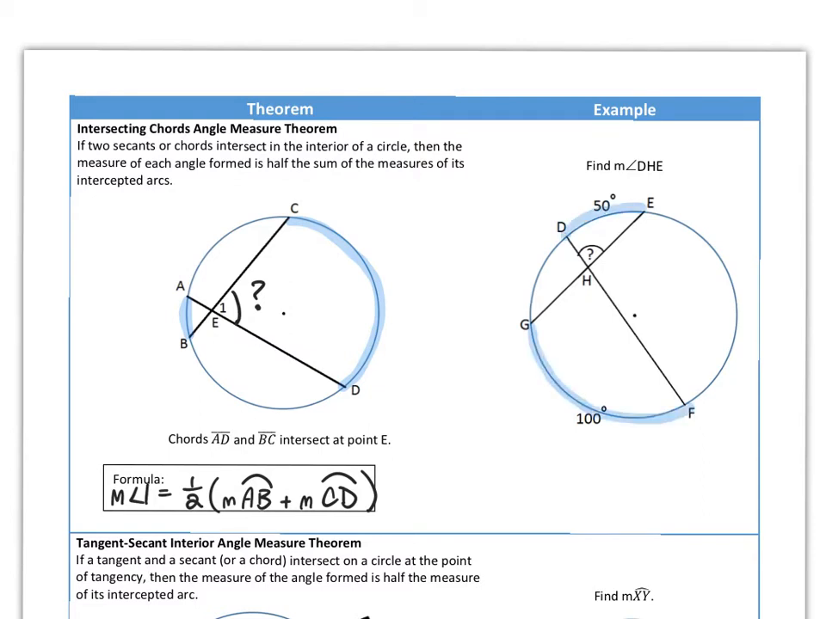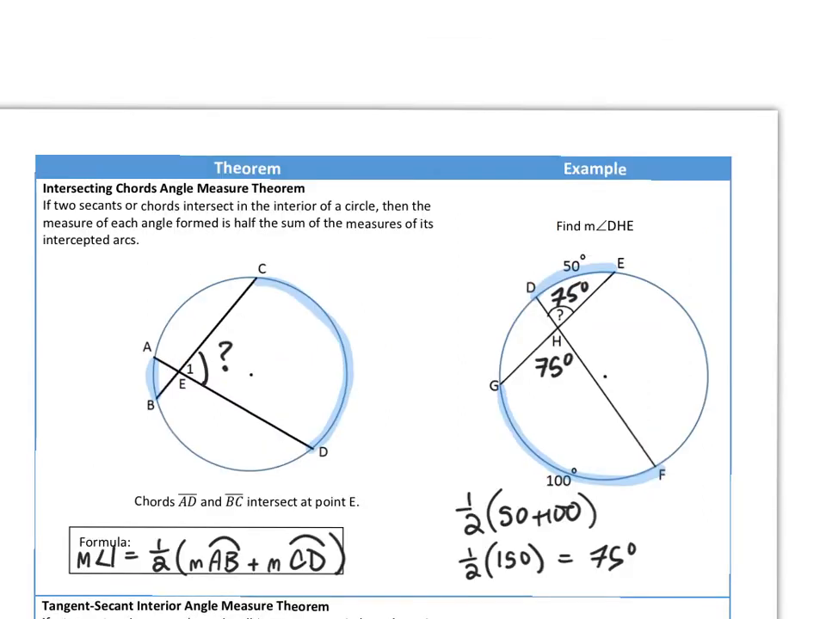So in this case, I have the measurements of arc DE and arc GF, and I want to know the measure of my missing angle right in the middle of that circle right there. So what I'm going to do is add 50 plus 100 and multiply by 1/2, or divide by 2. Multiplying by 1/2 is the same thing as dividing by 2. And that's going to be 75 degrees. So this angle is 75 degrees. Also, the one right across it is 75 degrees because those are vertical angles.